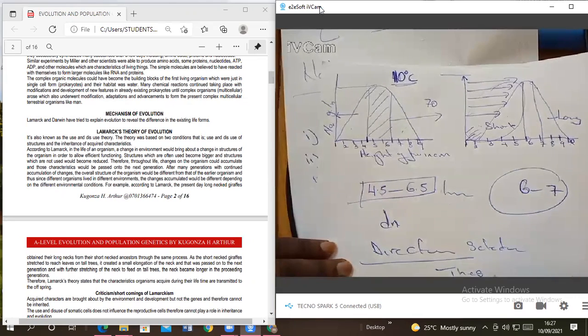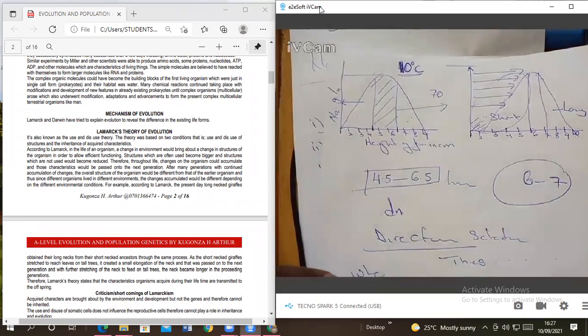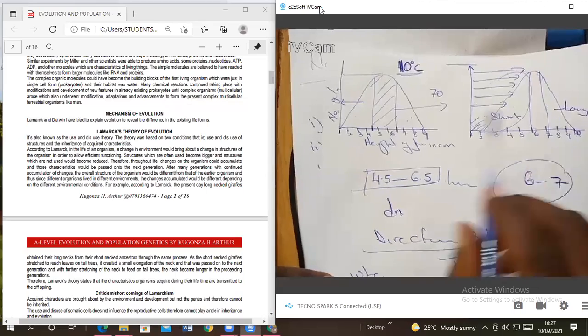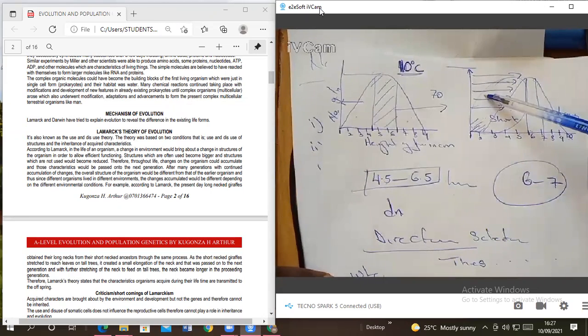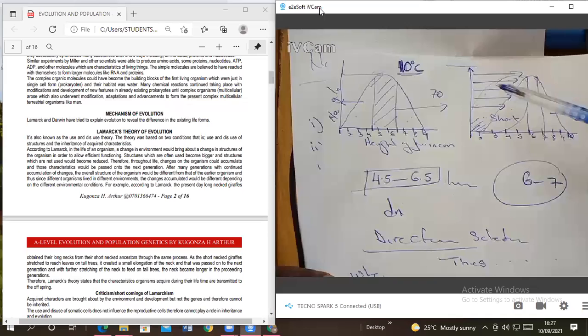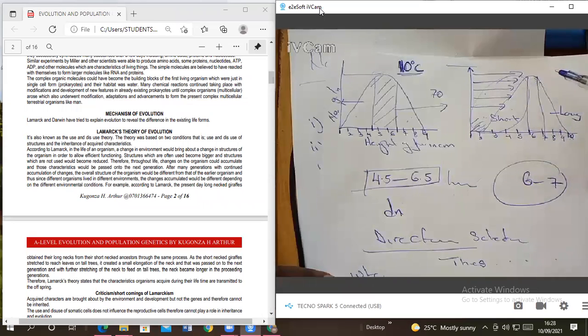Therefore, directional selection is the type of natural selection whereby the selection pressure acts against one extreme, which shifts the mean population towards the direction of the favored phenotype, e.g., the varying length of fur.